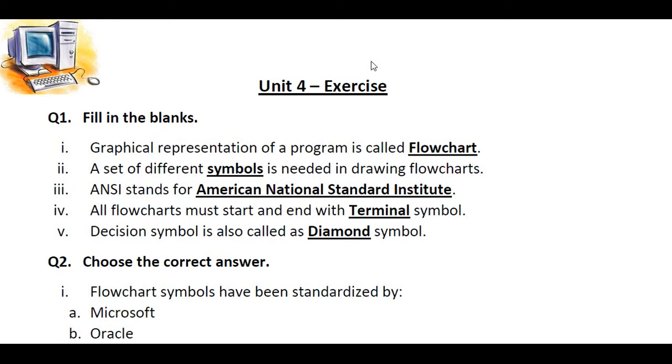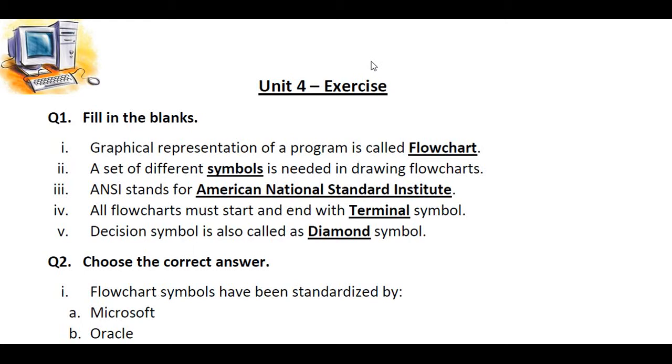Second, a set of different dash is needed in drawing flowcharts. So a set of different symbols is needed in drawing flowcharts. Third, ANSI, ANSI in capital, stands for American National Standard Institute. ANSI stands for American National Standard Institute.